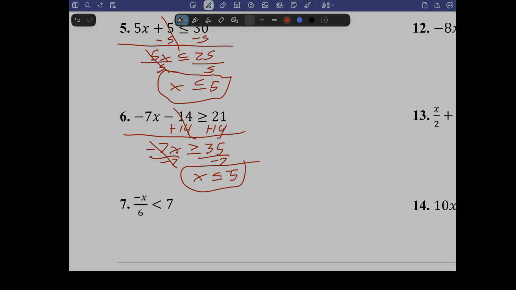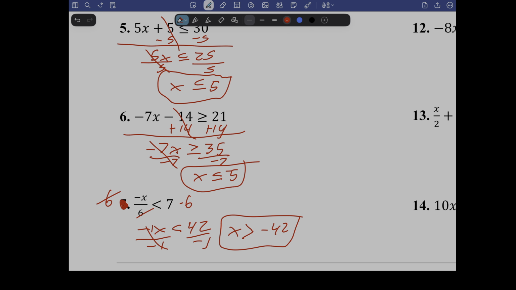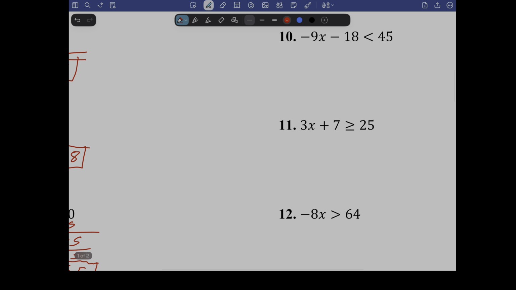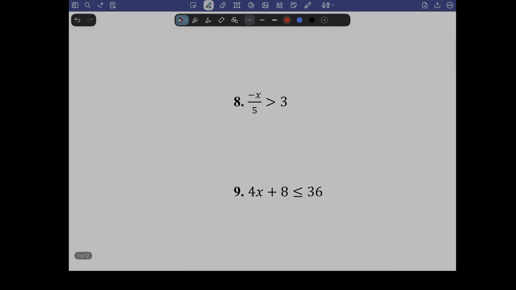Okay. Going on to number 7, I'm going to change this into a multiplication sign. I'm going to multiply each side by 6. And that's going to leave me with negative x. Do I flip? Nope. I'm not multiplying by a negative number. I'm multiplying by a positive number. Now, that's like a negative 1x. So if I divide each side by a negative 1, I'm going to get x. Now I divide by a negative. I have to flip the sign, and that is my final answer. So some of these we flip, some of these we don't flip.